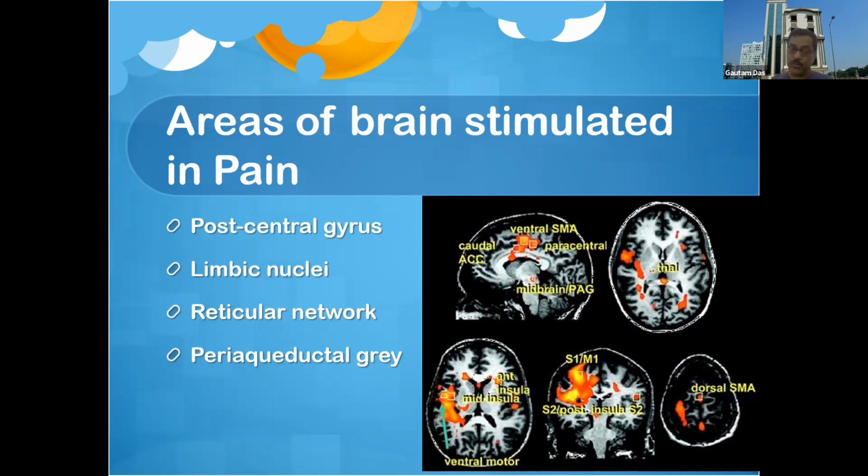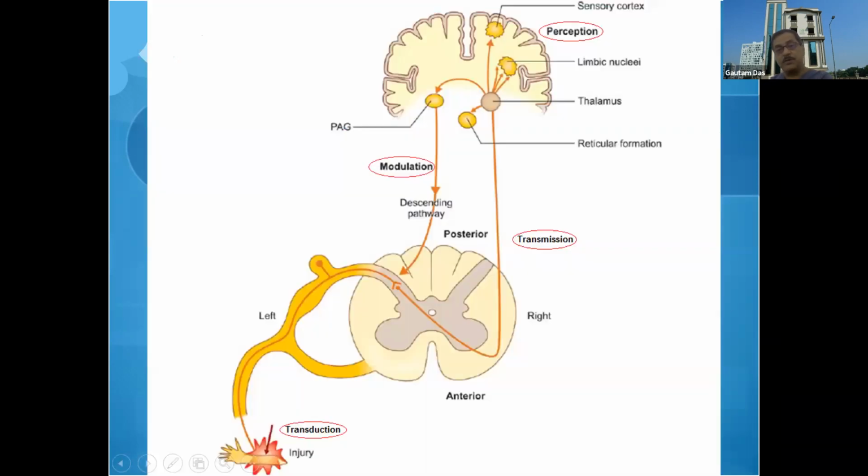The fourth important area is the periaqueductal gray matter. In the fMRI studies, we also see these areas; the PAG is also getting stimulated. So coming back here, remember that these are the four important areas in the higher centers. Perception is not just post-central gyrus stimulation. Perception means the four important areas of the brain which are getting stimulated.